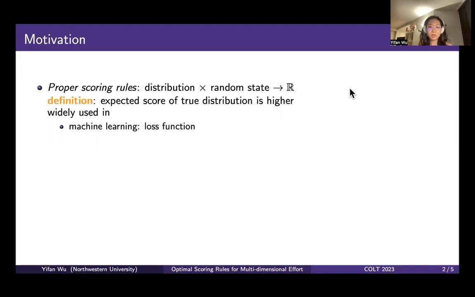When the learning algorithm outputs the true distribution of the random state, the loss reaches the maximum. And also in mechanism design, to elicit information from a strategic agent who wants to maximize the expected score. For example, you can use it to score students in exams so that students can tell you their belief of the ground truth answer.